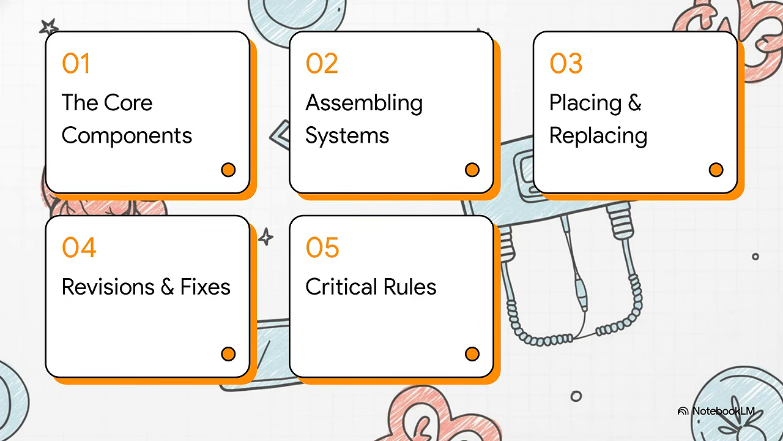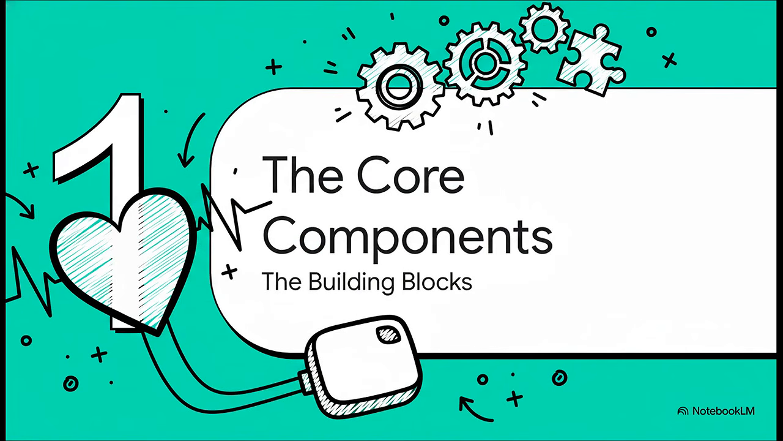Let's dive in. So, here's our game plan for today. First, we're going to start with the absolute basics, the core building blocks of any system. Then we'll see how those parts come together to create different pacemakers and ICDs. After that, we'll jump into the codes for putting in, taking out, and fixing all that hardware. And finally, we'll wrap it all up with some of the most critical coding rules you absolutely have to know to get it right. All right, let's start at square one.